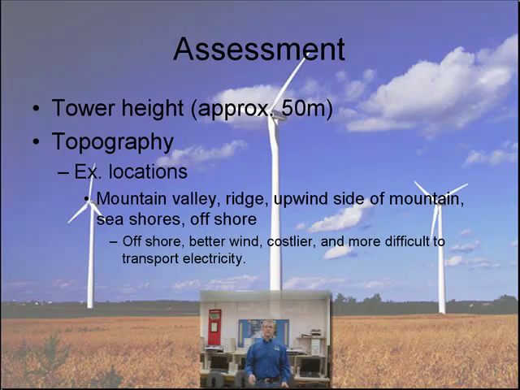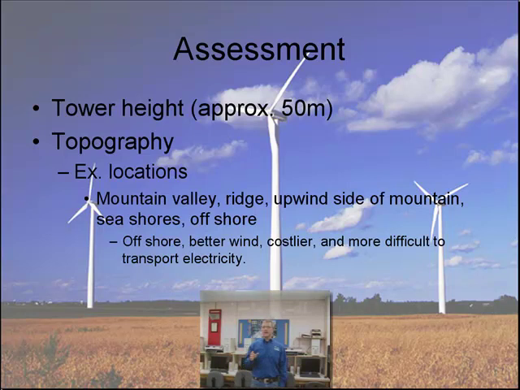The optimal height for a high production turbine is 50 meters from ground level. This allows for obstacle clearance and desirable wind patterns, yet it's still short enough not to interfere with air traffic. So what would be a suitable location for a wind turbine?